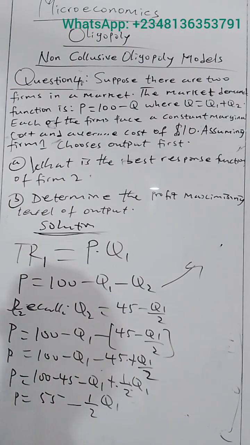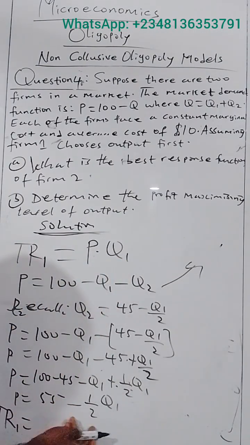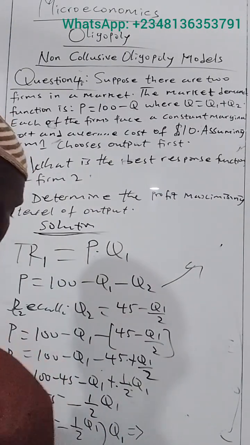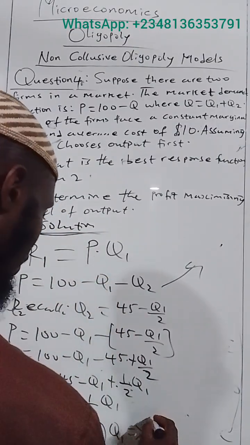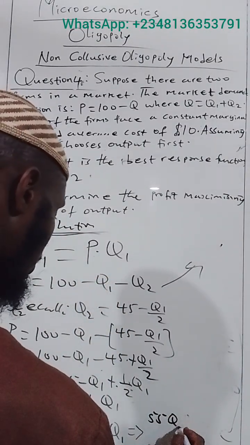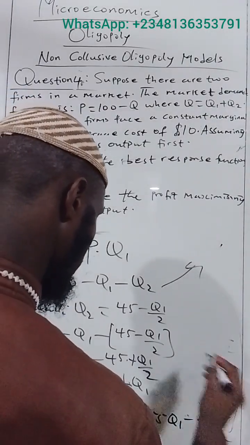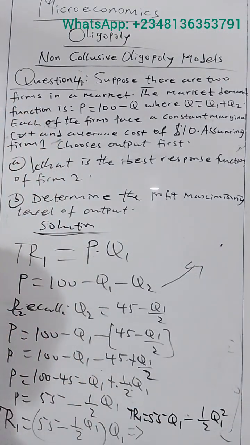Now, the next thing is to find the revenue of this firm, that's the leader. TR1 is equal to P multiplied by Q1. This is our P now. We have 55 minus 1 over 2 Q1, then multiply by Q1. So the revenue we got here will be equal to 55 Q1 minus 1 over 2 Q1 squared. This is the total revenue of the leader in the market.